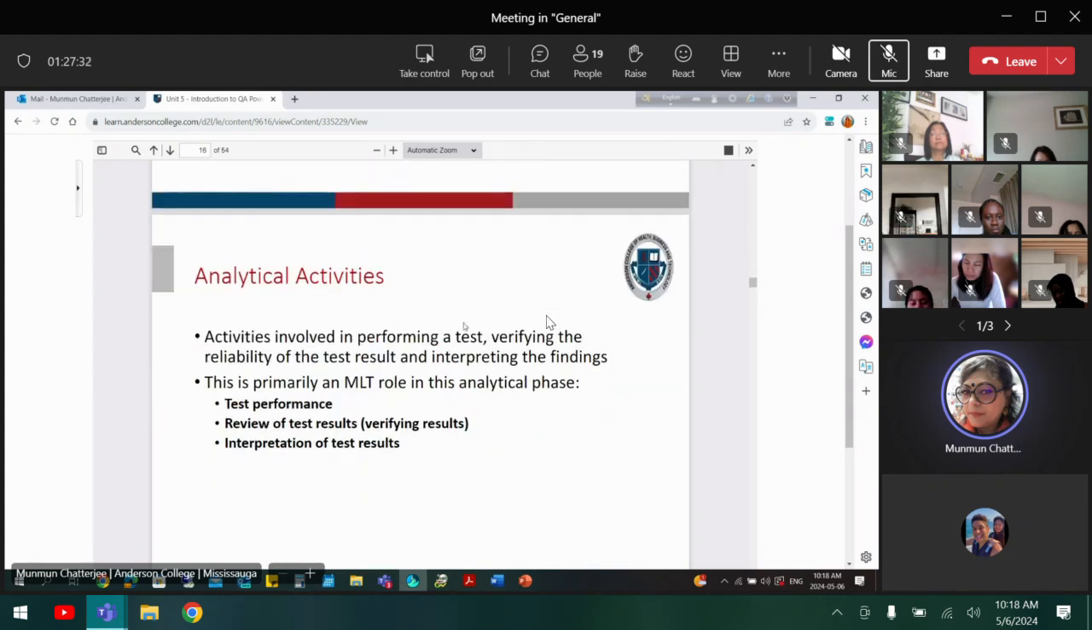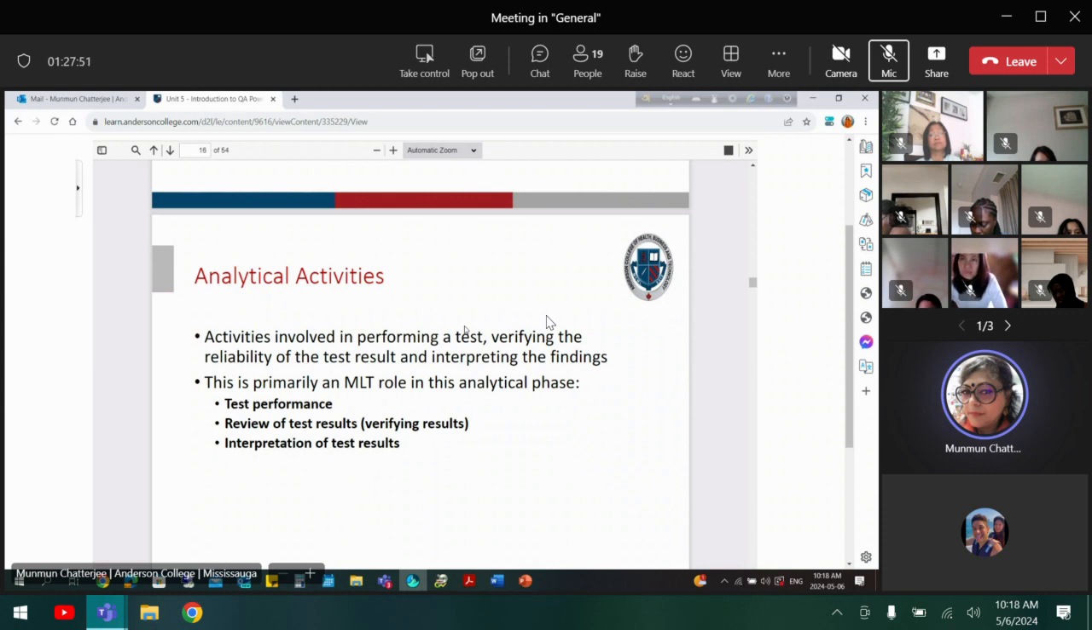What are the pre-analytical activities? That is the major one, huge. And you, as a phlebotomist, are mainly responsible for that. And major problems happen in the pre-analytical condition, unfortunately.